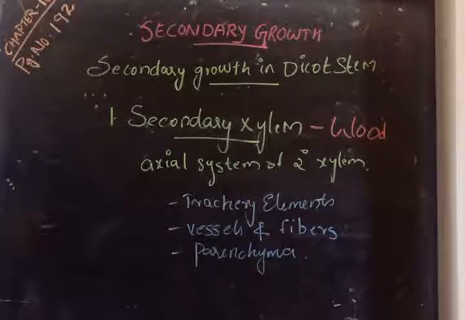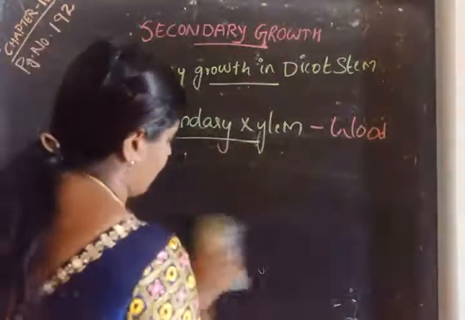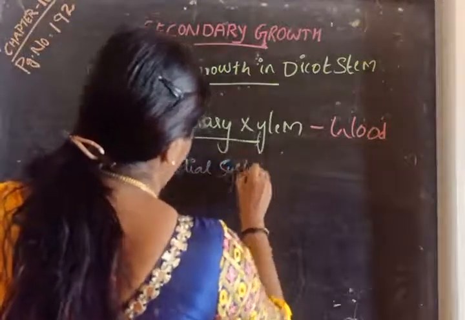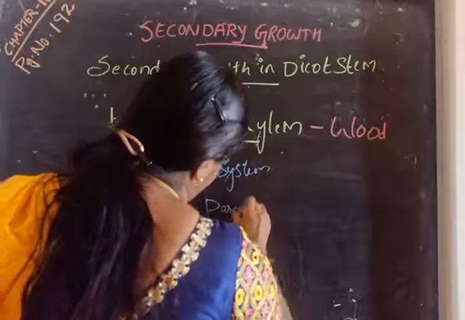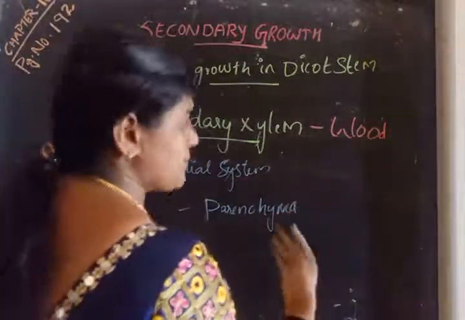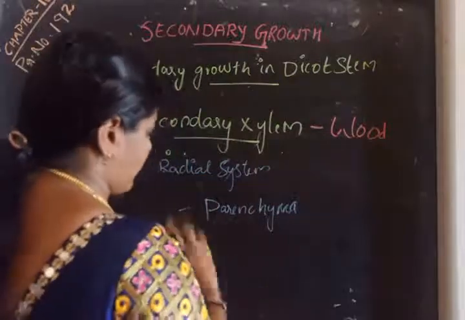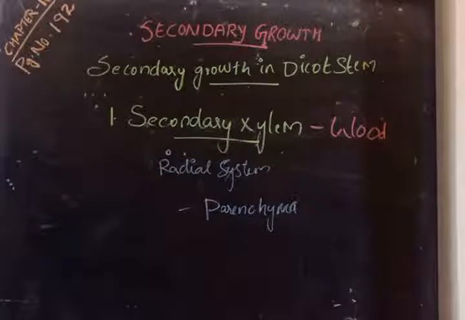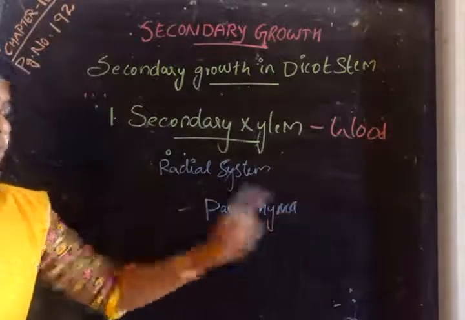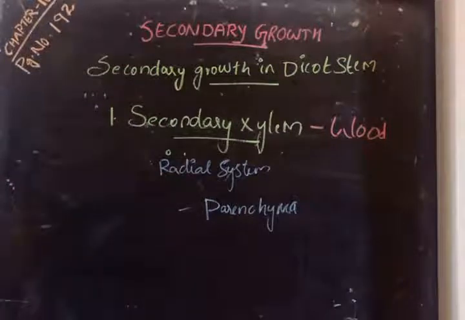Whereas the radial system consists of only a row of parenchyma. So the axial system of secondary xylem consists of tracheary elements, vessels and fibers and wood parenchyma, whereas the radial system consists of only a row of parenchyma cells. And the secondary xylem may vary from species to species due to the relative distribution of the different cell types.